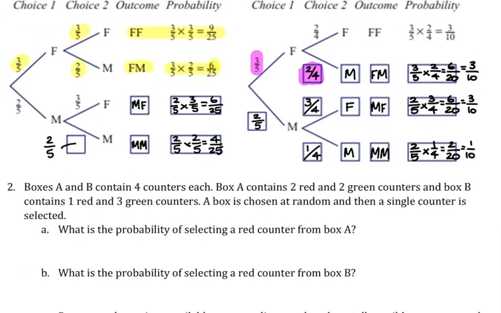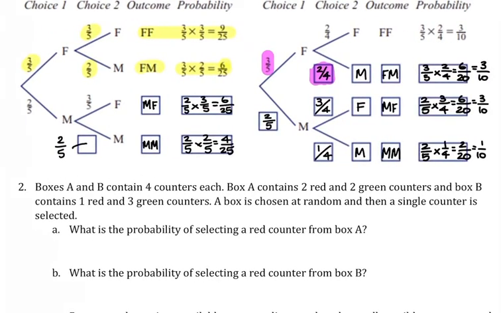Okay, moving on to example 2. We have boxes A and B that contain 4 counters each. Box A contains 2 red counters and then 2 green counters. And box B contains 1 red counter and 3 green counters. So a box is chosen at random and then a single counter is selected. So what is the probability of selecting a red counter?